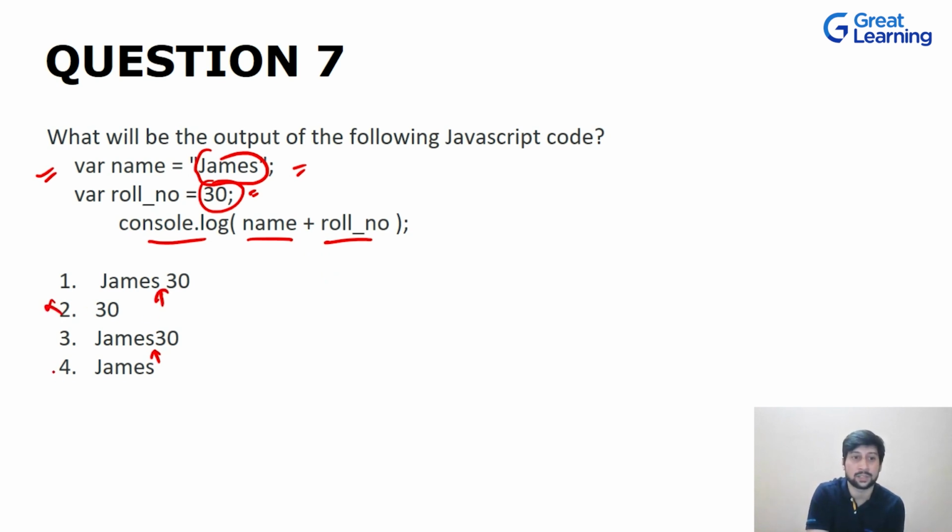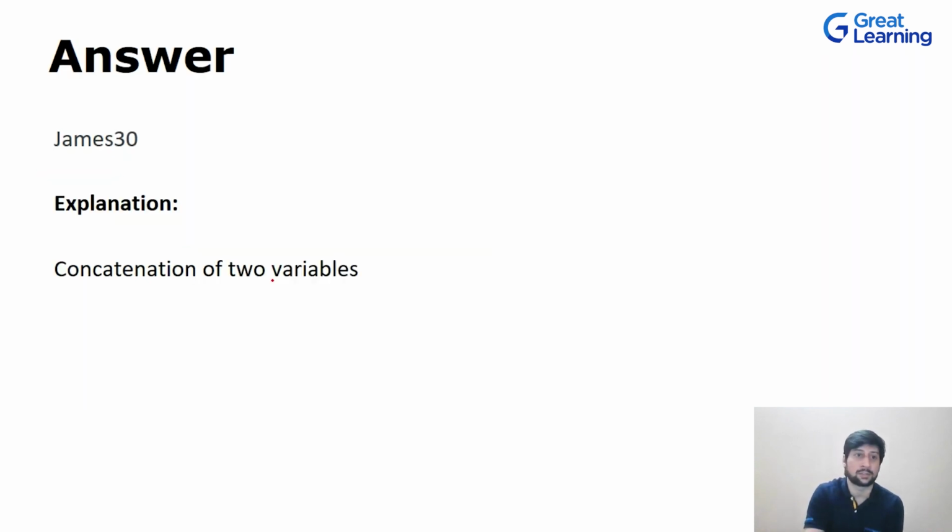Obviously this is out of the picture and this is out of the picture because we are trying to print out both of these values, right? Since there is no space in between, we are not doing something like this. Then we have name on this side and roll number on this side. Then this would have been our answer, right? But there is no space, so we don't have any other option apart from this, that the James, and without space we have 30. So this is your correct answer, and we are just doing concatenation of two variables.